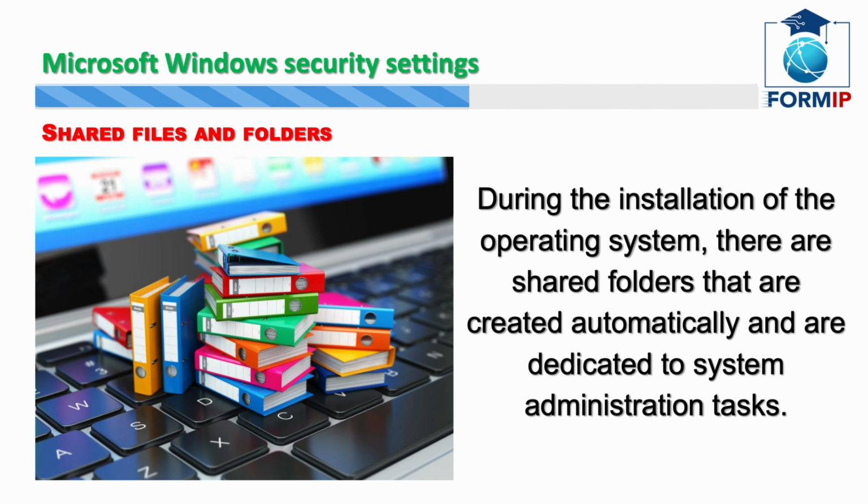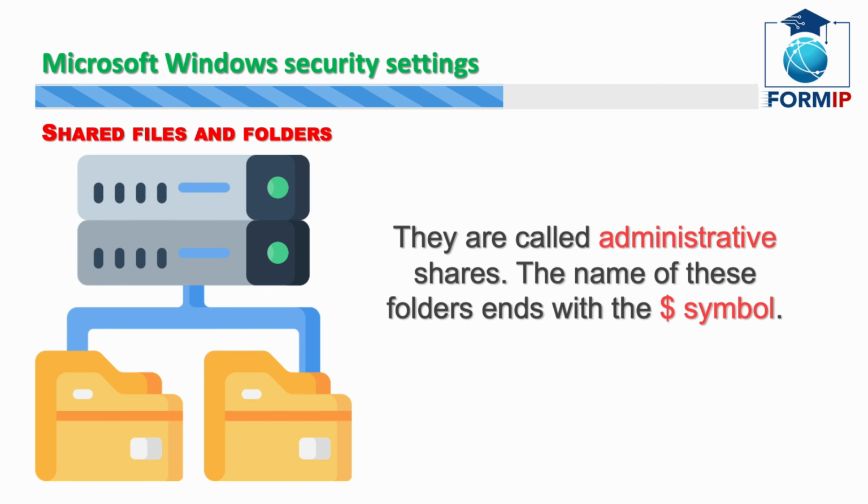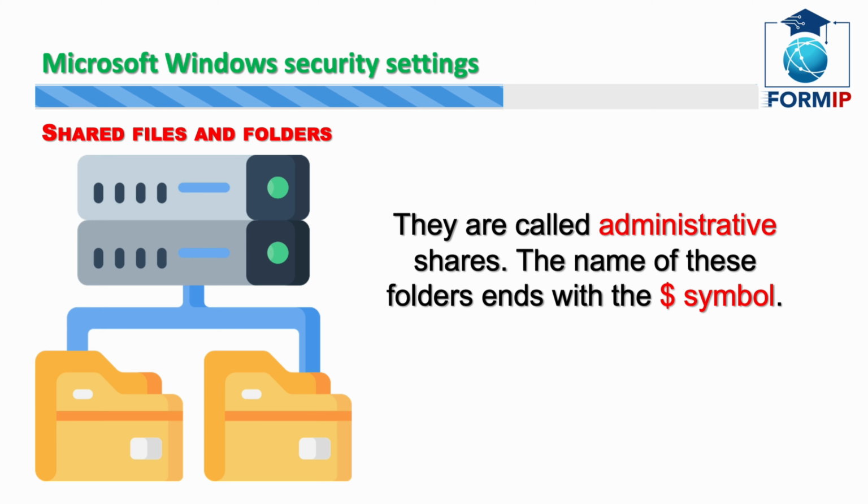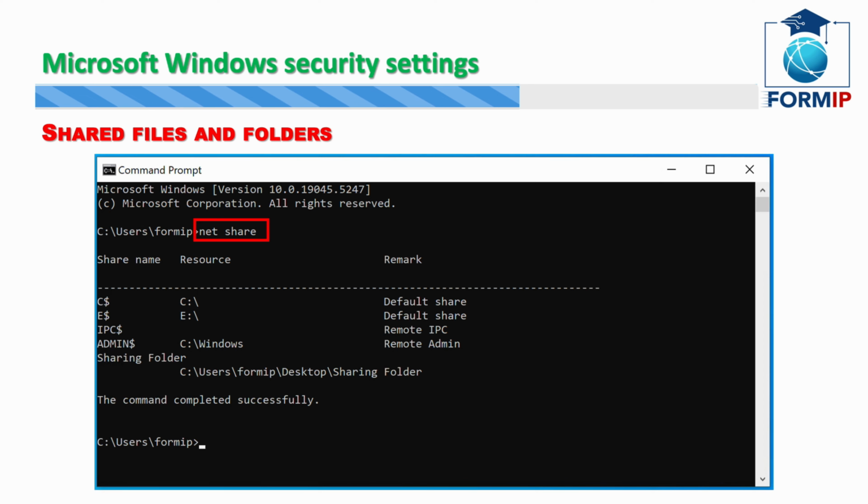Shared files and folders. During the installation of the operating system, there are shared folders that are created automatically and are dedicated to system administration tasks. They are called administrative shares. The name of these folders ends with the dollar symbol. Shared folders ending with a dollar symbol are a bit like hidden folders for the network. They are accessible if you know their address, but otherwise invisible to other users. By typing the net share command, it is possible to view the shared folders on the network. As you can see, the admin folder is an administrative shared folder. It ends with a dollar symbol, which means that it is hidden and not visible during a network discovery.